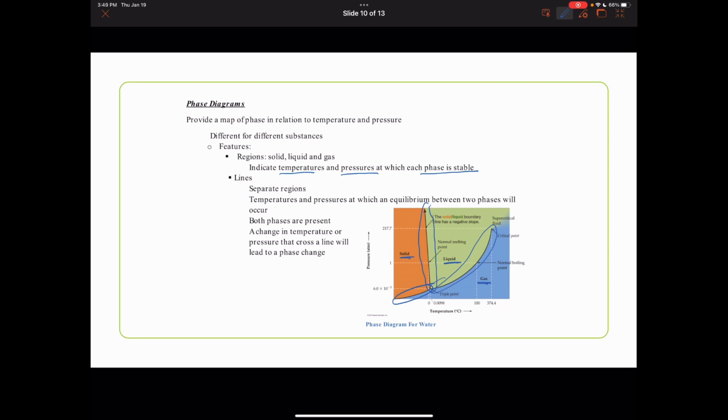So we've got that line between solid and liquid. If we're sitting on that line, we have solid and liquid present at that temperature and pressure. If we're on the line between liquid and gas, we've got liquid and gas present. If we're on the line between solid and gas, we have solid and gas present.